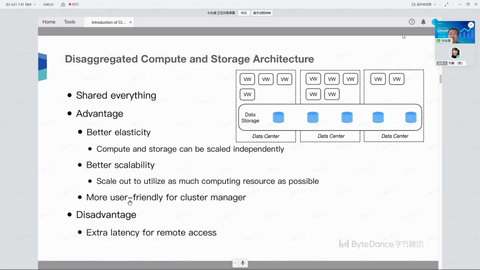Of course, there is no silver bullet. Every architecture has its pros and cons. Honestly speaking, this disaggregated compute and storage architecture also has disadvantages. For example, because the computing and the data storage are separated, we have extra latency for remote access. This is an introduction to the pros and cons of this new architecture.